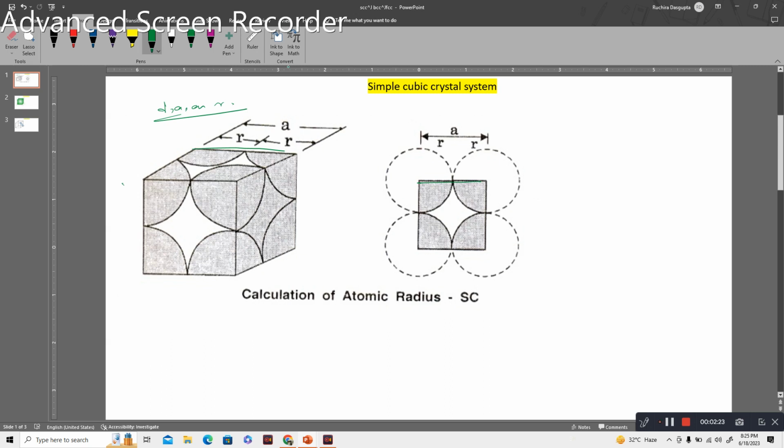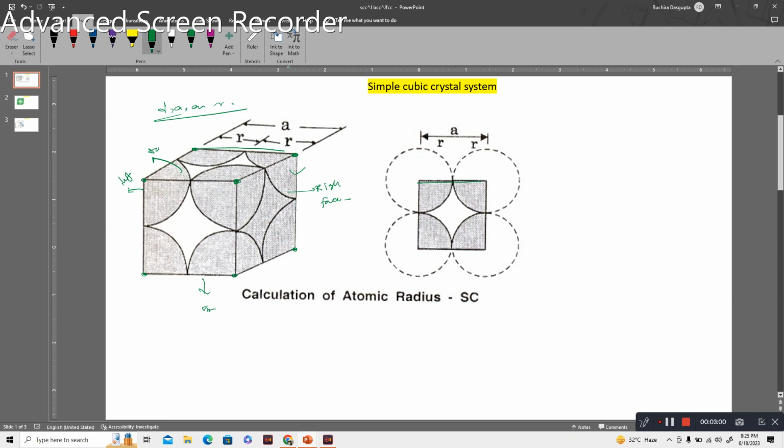If you notice here, these are the atoms, the lattice points of a unit cell. If you consider this a cube, there are 8 lattice points, and in these 8 corners there are 8 atoms. If we consider this square, this is the right face of a cube, and this is the left face, the top face, and the bottom face of the cube.